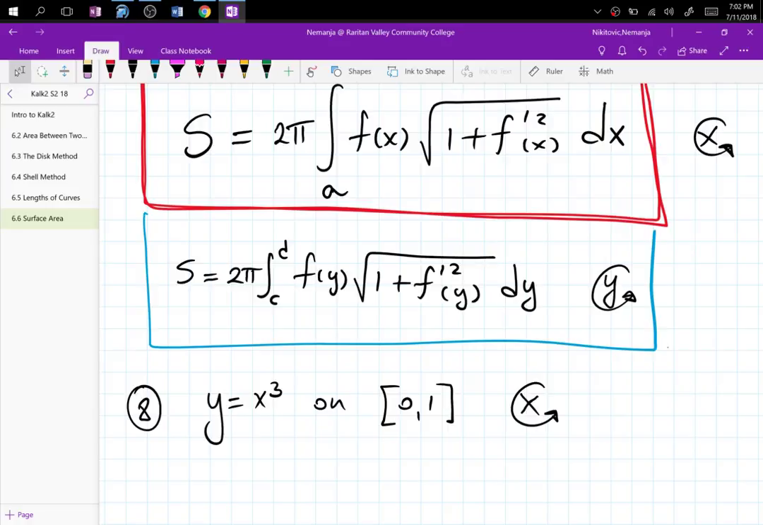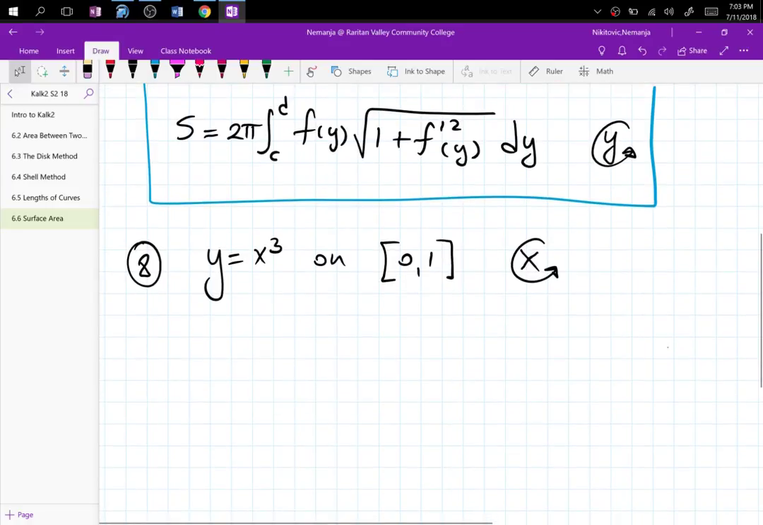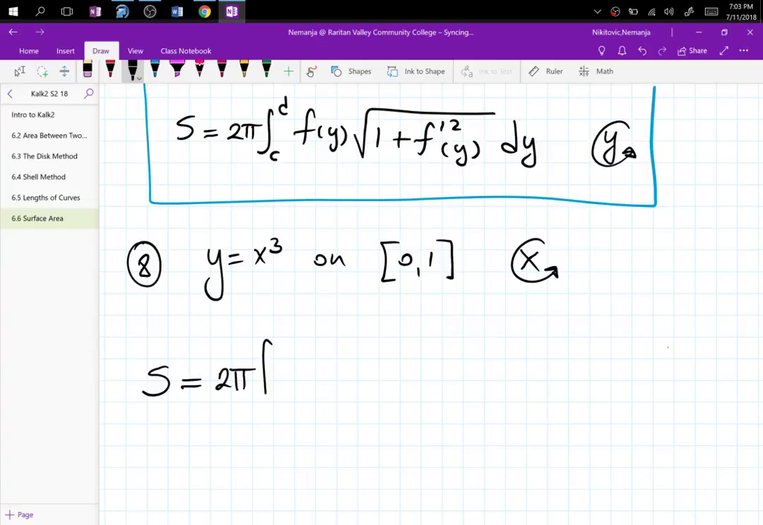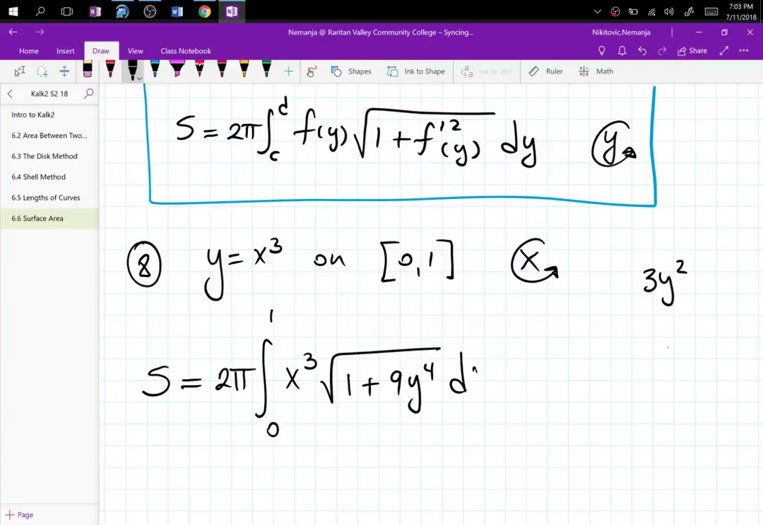Okay, let's take a look at this. So the surface area is going to be 2 pi integral from 0 to 1 of x cubed times the square root of 1 plus the derivative squared. The derivative is 3x squared, so when you square it, you get 9x to the fourth. So it's going to be 9x to the fourth, dx.